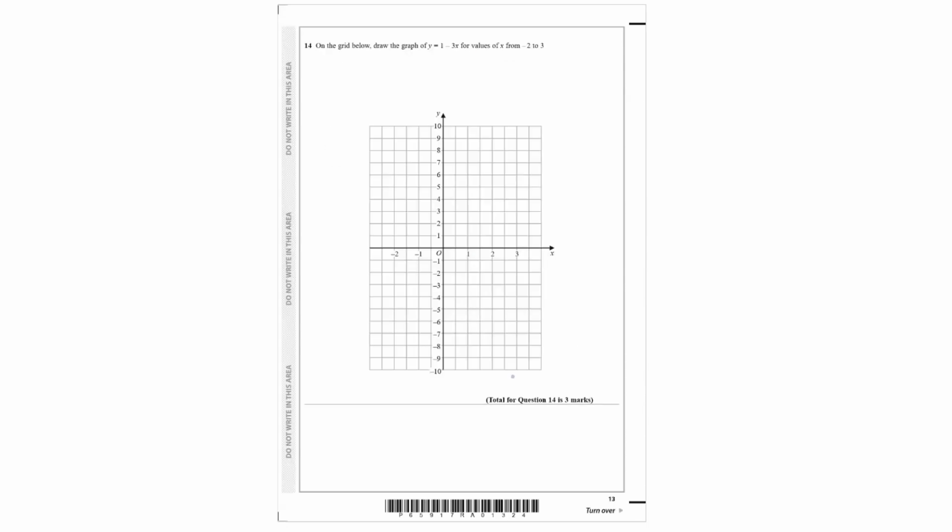Question 14. On the grid below, draw the graph of y is equal to 1 minus 3x for the values of x from negative 2 to 3.